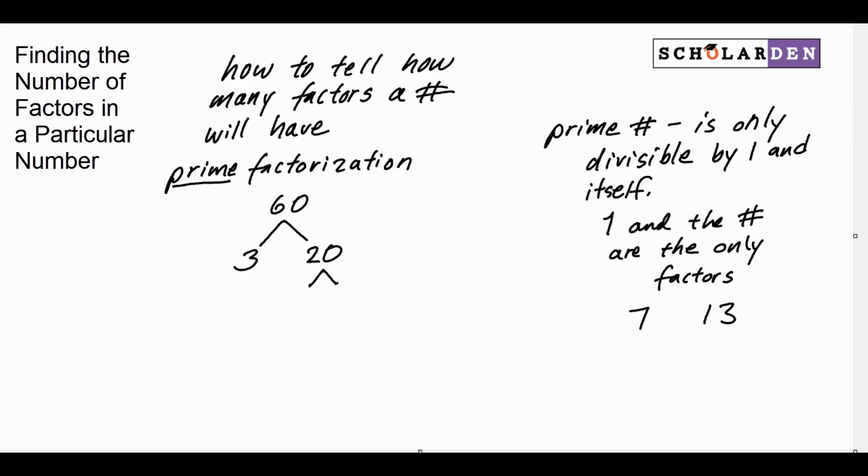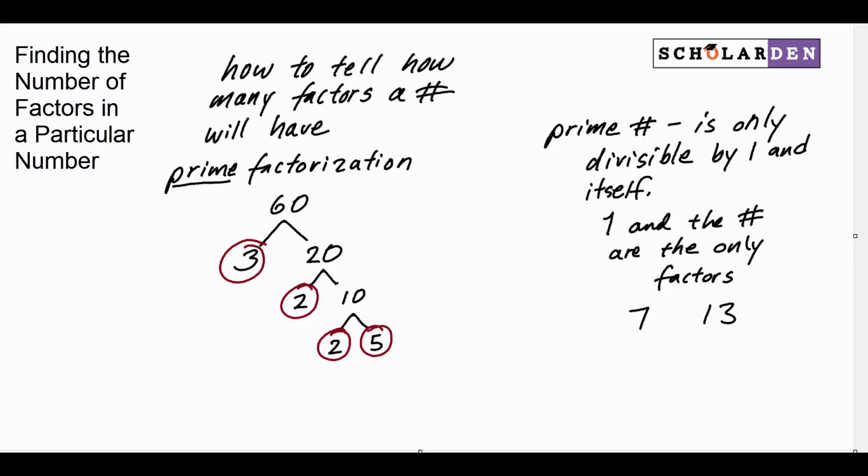Again, here I could say 4 times 5, or I could say 2 times 10. I'm going to say 2 times 10. And then 10 is 2 times 5. And now all I have at the end of my upside down tree here are prime numbers. So that's how I know I'm done and I've prime factored 60.